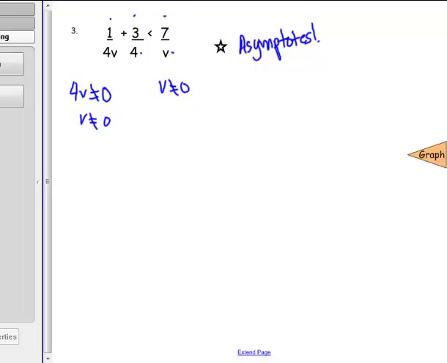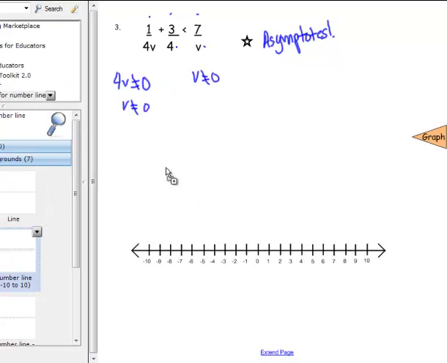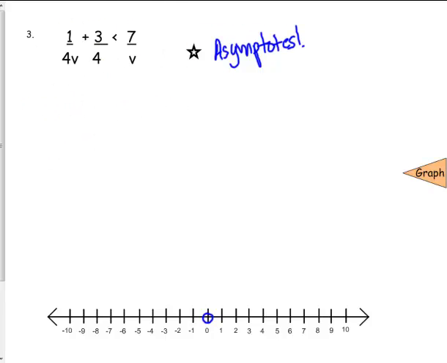So if I took a number line out, and I came over here, I would know I've got a hole here at 0. All right, so I've got my asymptotes under control. Let's solve this problem.